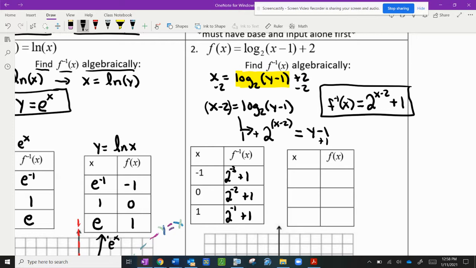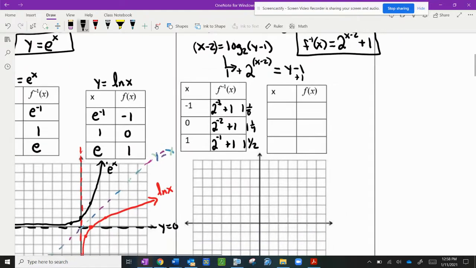So this I get about 1 over 8 plus 1, so this is like 1 and 1/8. And this is 1 and 1/4. And this one is going to be a half, 1 and 1/2. I'm just going to go ahead and graph that one.